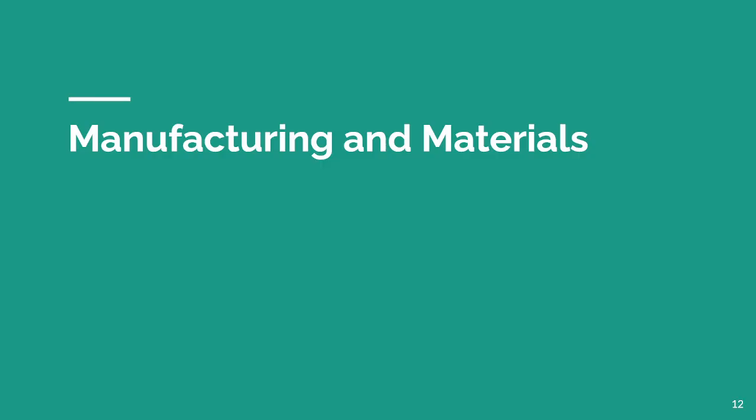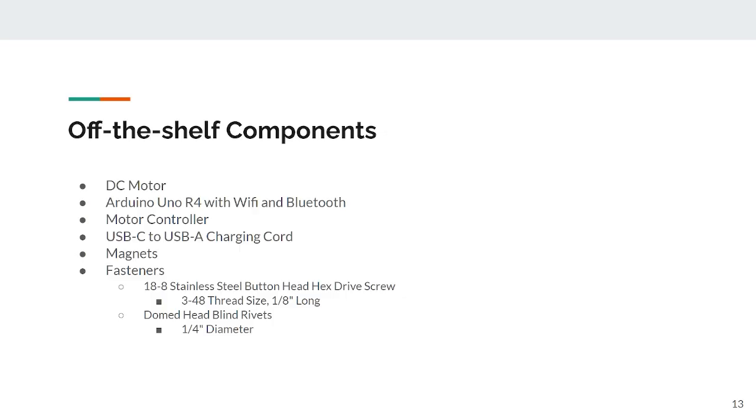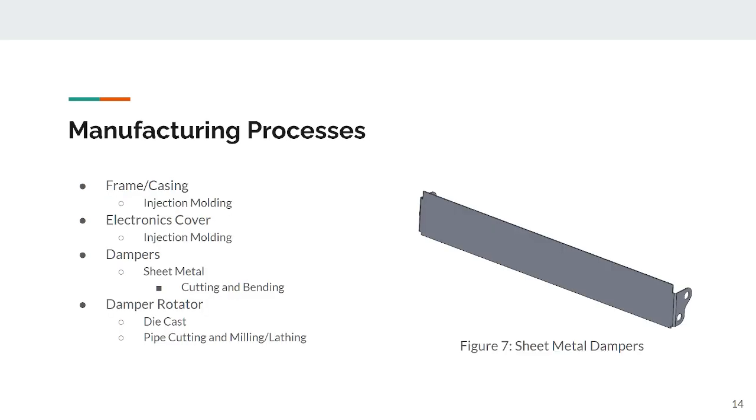Now, how can this attachment be manufactured and what materials would it take? Most of the components are off the shelf, including all of the electronics, the magnets, the motor, and the fasteners, so none of these components will require any additional manufacturing or adjustments. There are 4 main parts to manufacture.